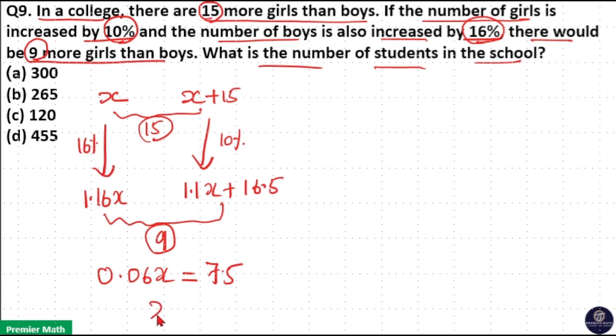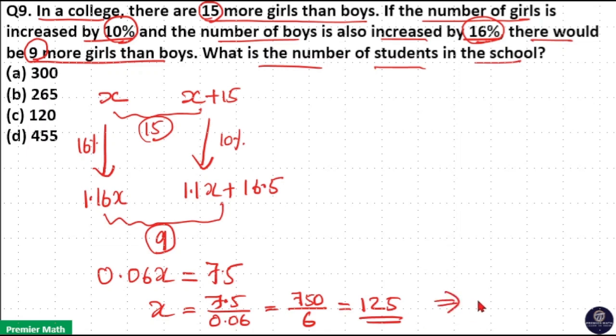So, x will become 7.5 divided by 0.06. I will write it as 750 divided by 6, which is equal to... 7 by 6 is 1, 15 by 6 is 2, 30 by 6 is 5. So x is equal to 125.